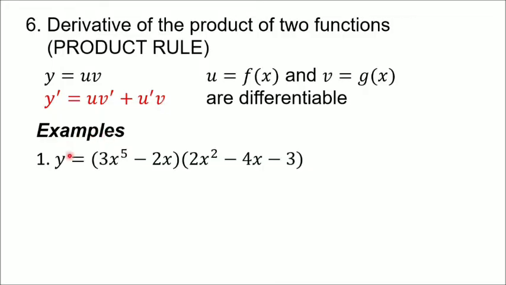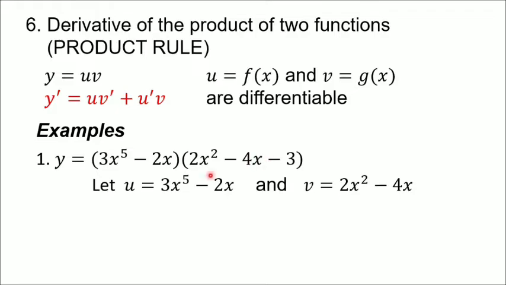We have here examples on number 1. Y equals the quantity 3x to the 5 minus 2x times the quantity of 2x squared minus 4x minus 3. So, we let U and V first here. We let U equals this, our first factor in that product. And then V, this second factor in our product. And then, let's get the derivative of this u and also the v. The derivative of u here is 15x to the 4 minus 2.